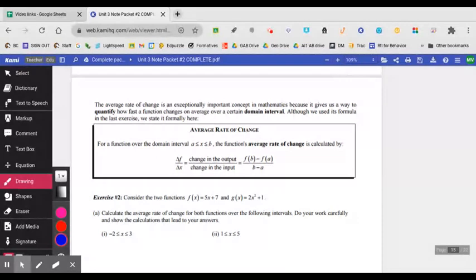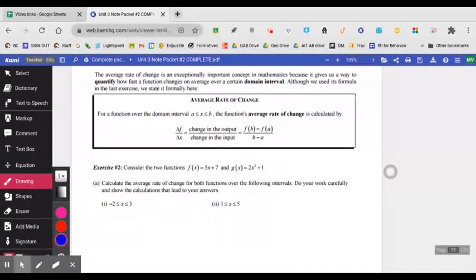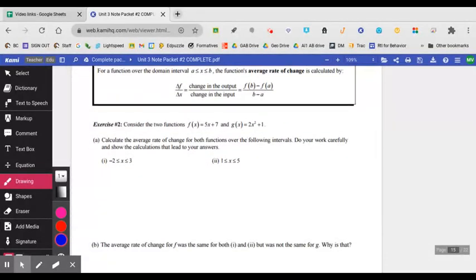So if we consider these two functions, calculate the average rate of change for both functions over the following interval. We need to work carefully and show the calculations. So if we do f of x here, we're going to do f of negative 2, which is 5 times negative 2 plus 7. Because remember, when we're doing f of a value, we substitute, which gives me negative 3. Then I want to do f of 3, which is 5 times 3 plus 7, which gives me 22.